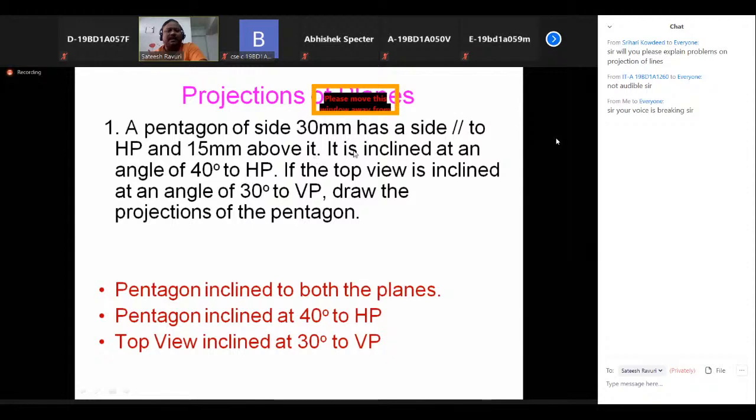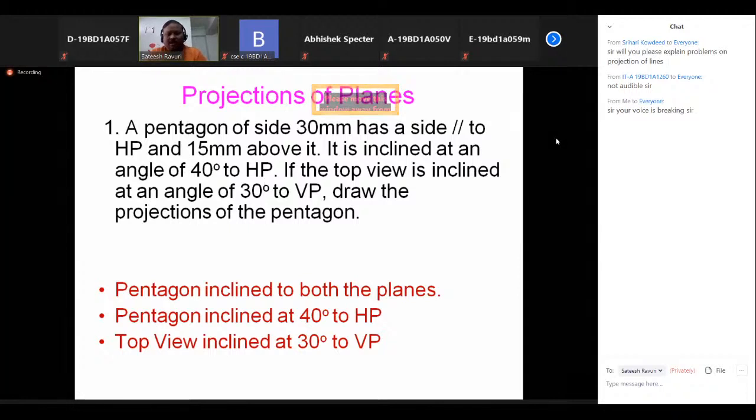Now the surface is inclined at an angle of 40 degrees to the horizontal plane. The top view is inclined at an angle of 30 degrees to the VP. Draw the projections. So the given plane is a pentagon with 30 mm side. Next, it is inclined at an angle of 40 degrees to the horizontal plane. The pentagon is inclined at 40 degrees to the horizontal plane.